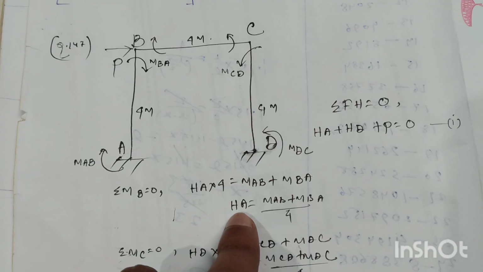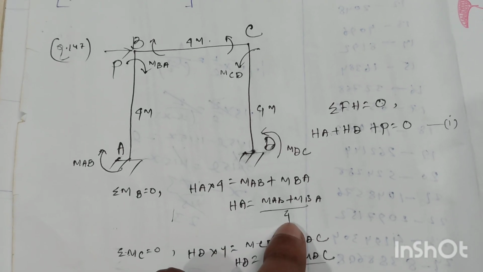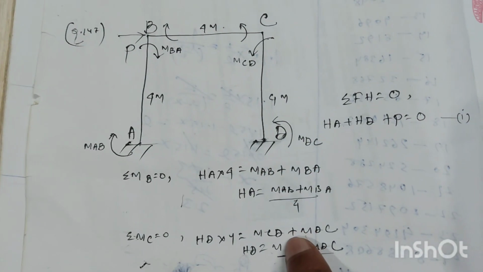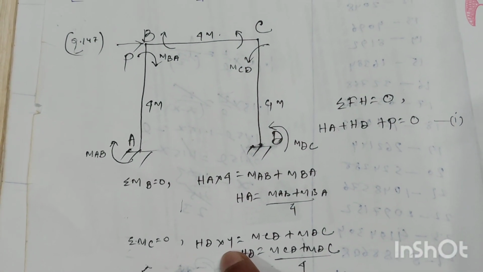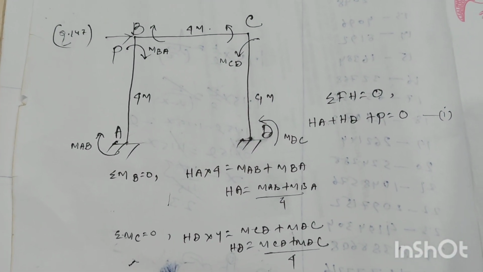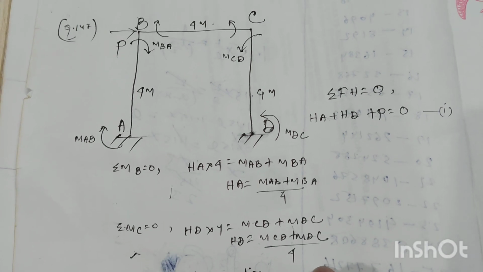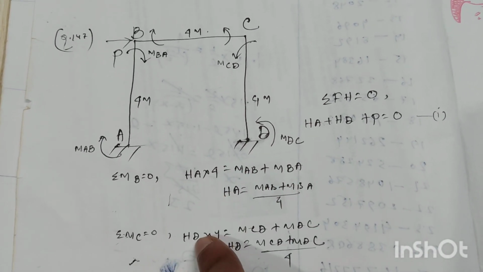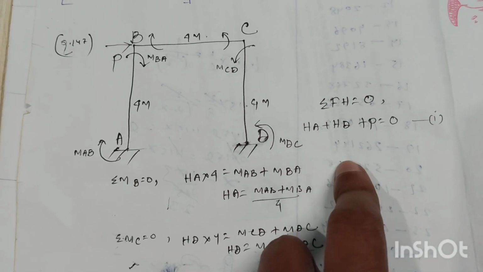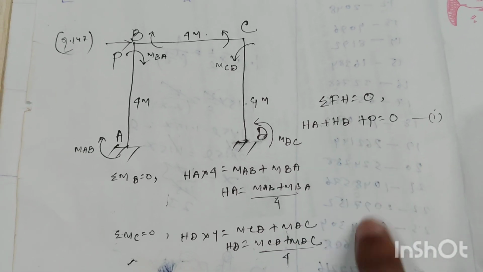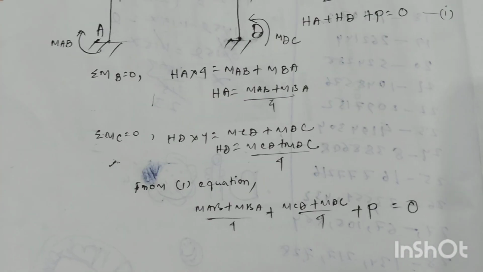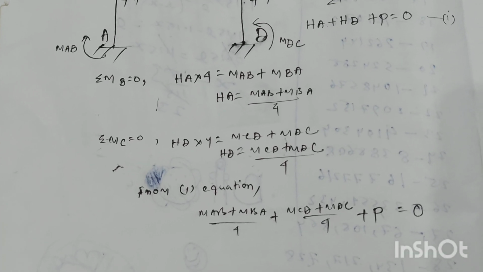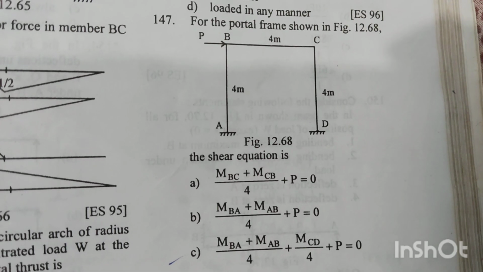Now after calculation, HA will be equal to (MAB plus MBA) by 4. And similarly for the vertical member CD, we can find out HD. HD value will be equal to (MCD plus MDC) divided by 4, by taking moment at point C. Now if we put the values of HA and HD in equation number 1, we will get the final equation: (MAB plus MBA) by 4 plus (MCD plus MDC) by 4 plus P equal to 0. Option C is the right answer.